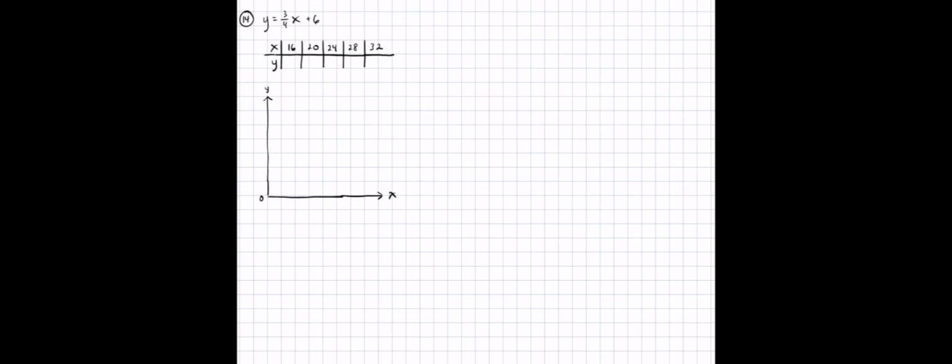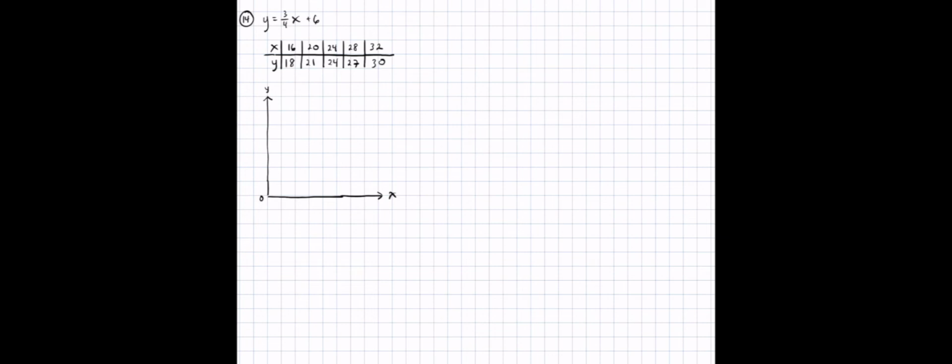3/4 of 16, that should be 12. 12 plus 6 is 18, all right? Yeah, that's right. Okay, 3/4 of 20 is 15. 15 plus 6 is going to be 21. 3/4 of 24, that is 18. 18 plus 6 is 24. 3/4 of 28 is 21, plus 6 is going to be 27. 3/4 of 32 is going to be 24. 24 plus 6 is 30.